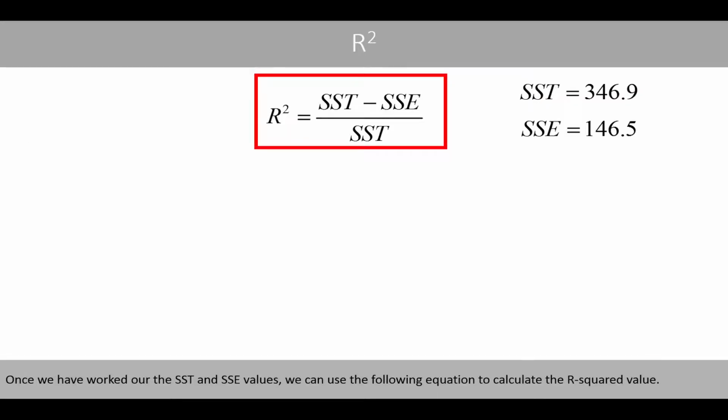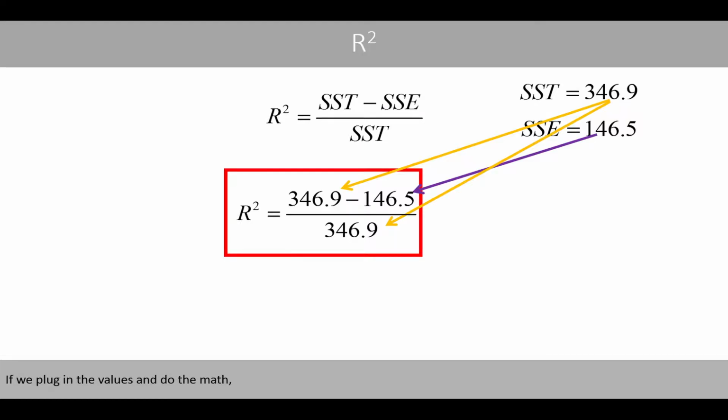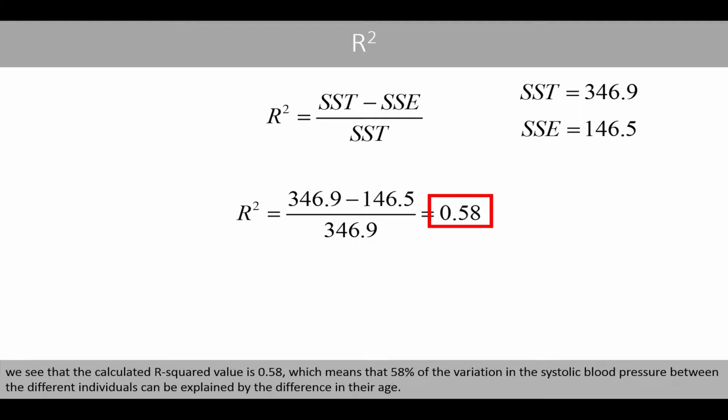Once we have worked out the SST and SSE values, we can use the following equation to calculate the R-squared value. If we plug in the values and do the math, we see that the calculated R-squared value is 0.58, which means that 58% of the variation in the systolic blood pressure between the different individuals can be explained by the difference in their age.